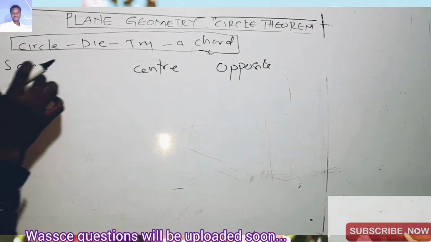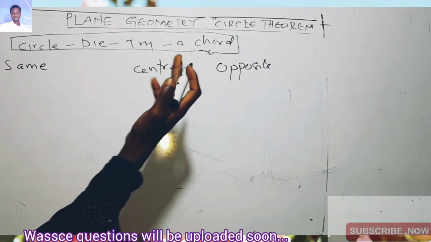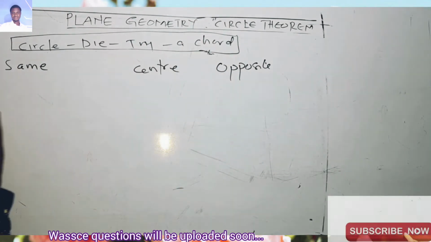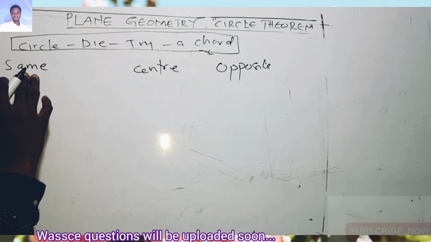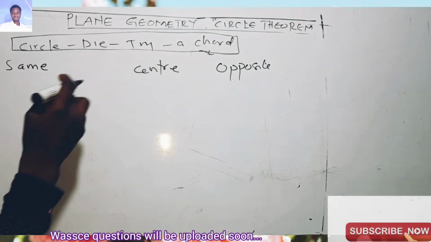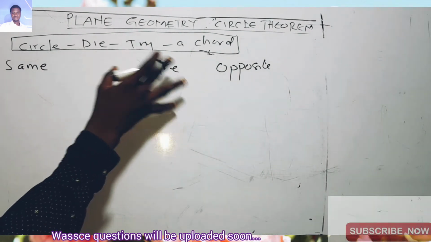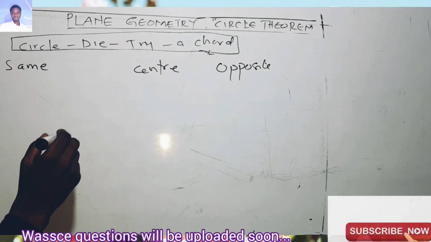While this one is the same, this is opposite. So the nearest in meaning, then opposite in meaning in the English language, right? And this is the center. So what you have to get here is: same, center, opposite. Now, if it's the same, you're looking at chord. So before I even tackle this one, I want to know what the chord is.